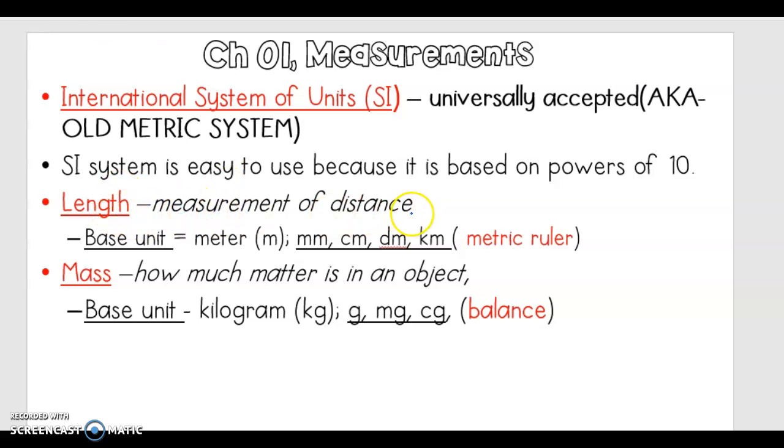When we are talking about length, length is a measurement of distance. Our base unit for length is the meter. And then we can put these prefixes on our base unit to make our units smaller or larger. So if the meter is our base unit, a millimeter is smaller than a meter. A centimeter is smaller than a meter. A decimeter is smaller than a meter. A kilometer is larger than a meter. So we can switch out these different prefixes to make our unit large or small depending on what we're measuring.